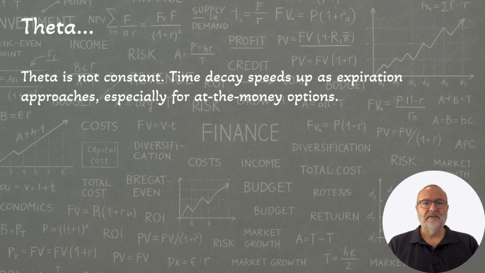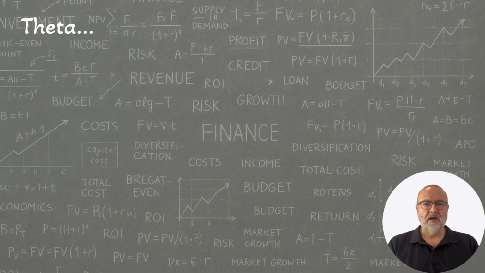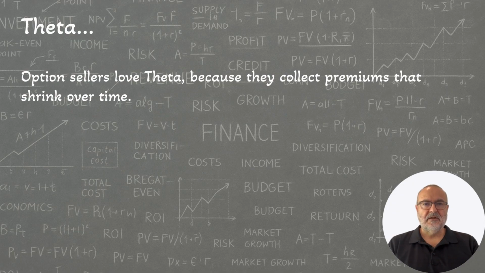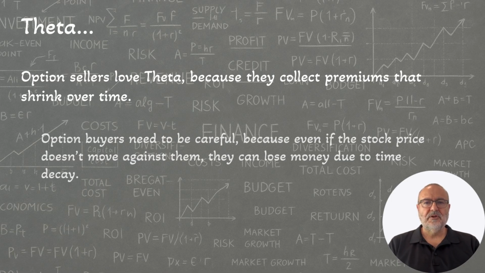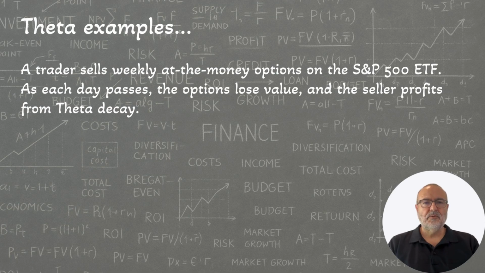Theta is not constant. Time decay speeds up as expiration approaches, especially for at-the-money options. Also, big price moves or volatility shifts can overwhelm theta effects, so it's most reliable in quiet markets. Option sellers love theta because they collect premiums that shrink over time. For example, selling short-term options allows them to profit if the stock doesn't move much. Option buyers need to be careful because even if the stock price doesn't move against them, they can lose money due to time decay.